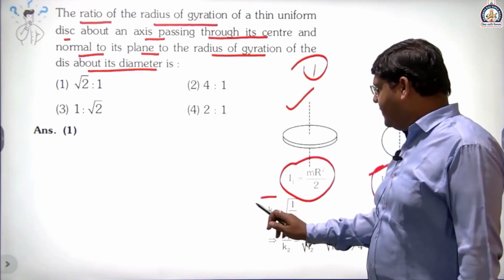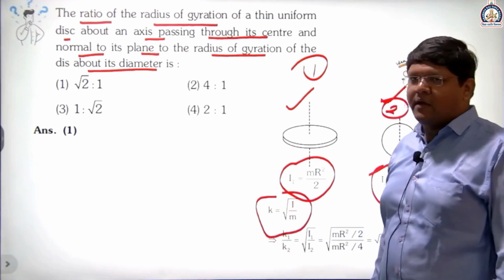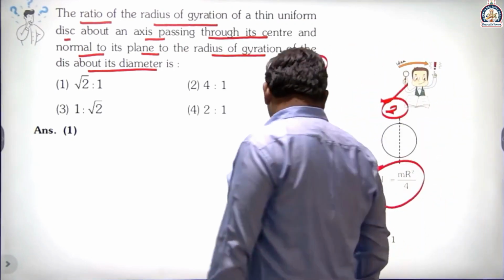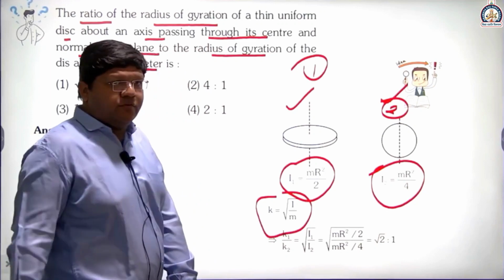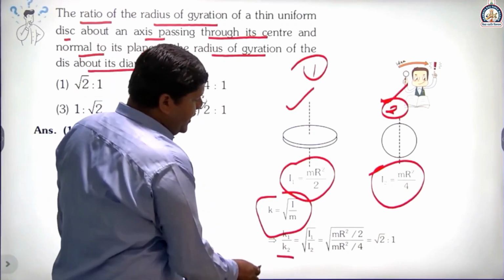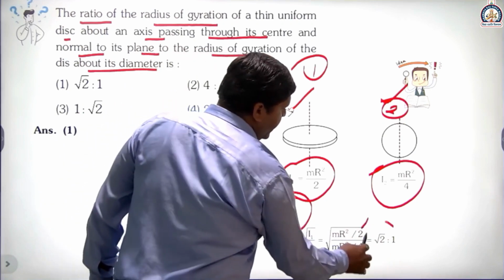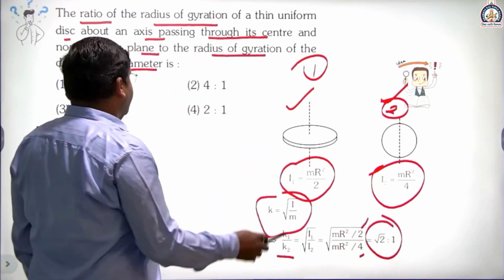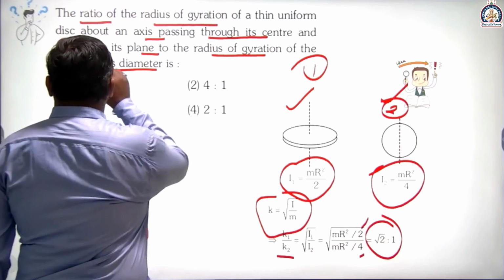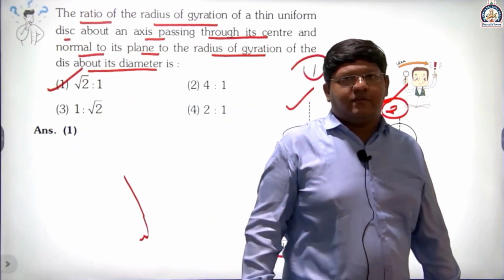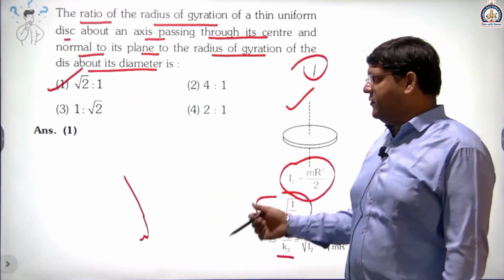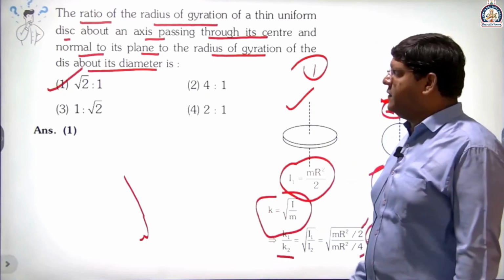Now we have to calculate the value of which parameter? Radius of gyration. It is given by k is equal to root I upon m. So now we have to calculate the ratio, so we can simply write k1 upon k2 is equal to under root I1 upon I2. Putting the values of I1 and I2, we get under root 2 is to 1, which is the required option number A. This question can be simply solved by application of the formula and the conditions.